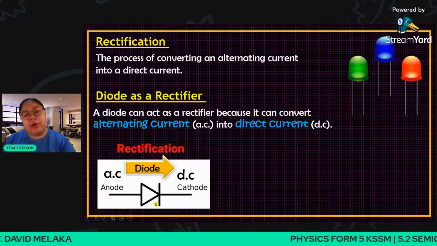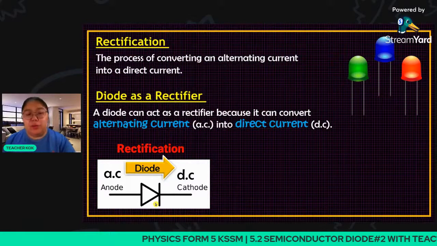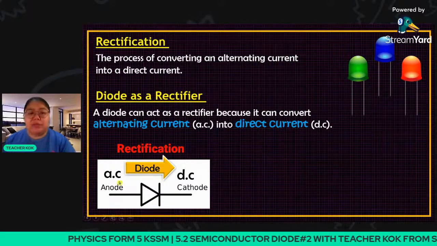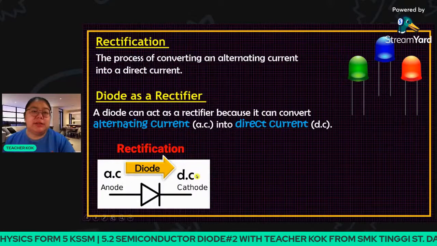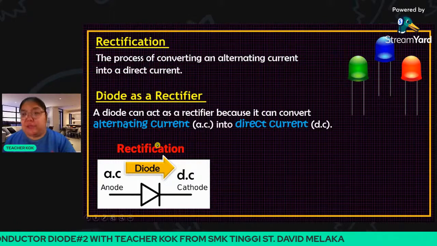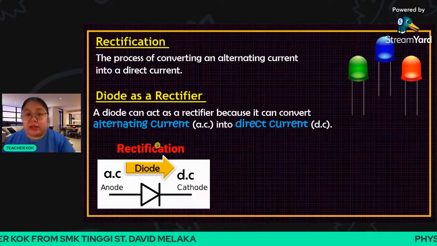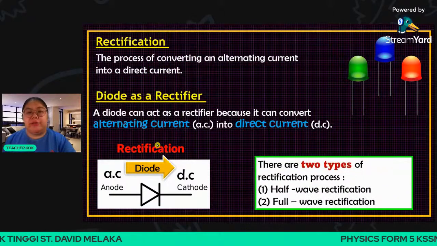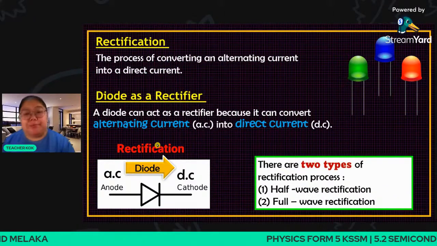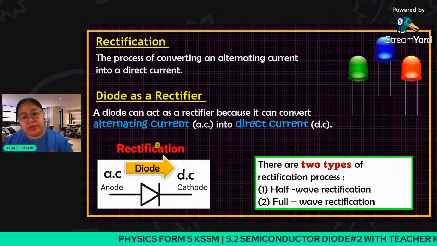Okay, so from here you can say the function is to let the current flow in one direction. Okay, when I just mentioned AC to DC already, you need to change. The function now is what? Rectifier. Okay, the diode becomes a rectifier through the process of rectification. Okay, rectification, actually we have two types. This process can produce two types of result.